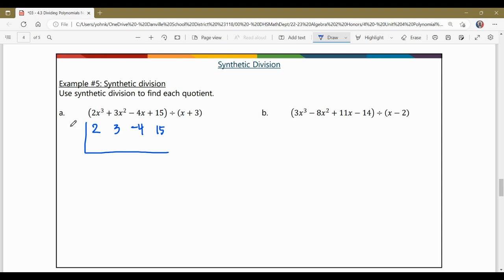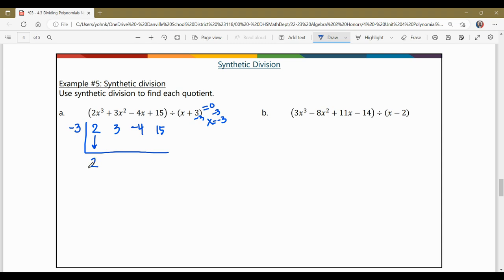The number that I put out in front of the 2 is what you get when you set the term you're dividing by equal to 0. So I would minus 3 to both sides, and I get x equals negative 3. Negative 3 is the root, and x plus 3 is the factor. I'm going to put the root on the outside. Then synthetic division says you bring down the 2 and you leave it.